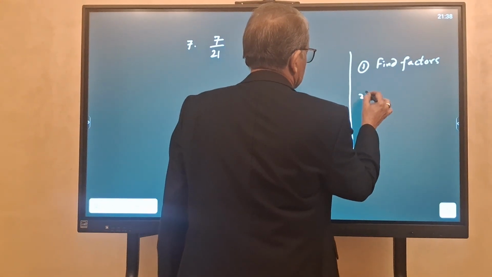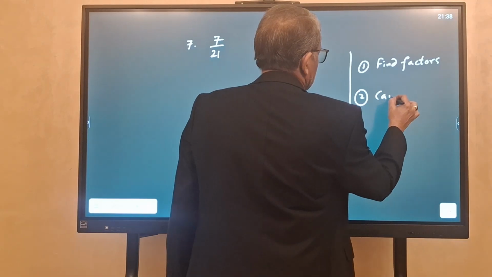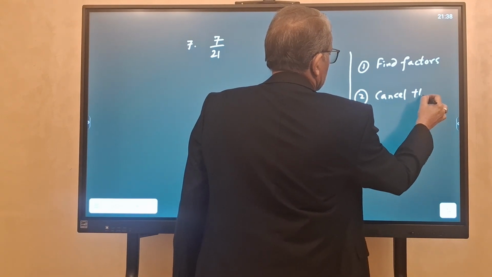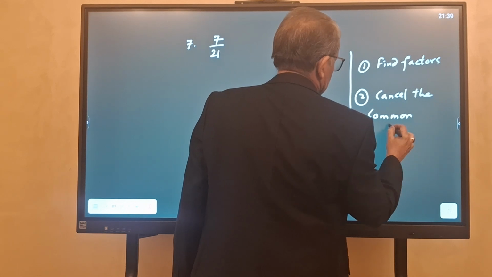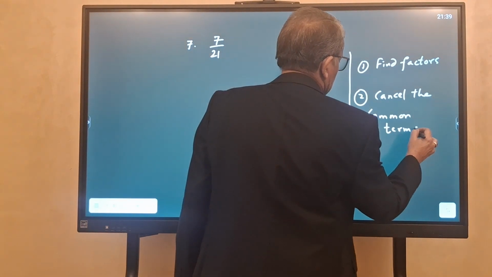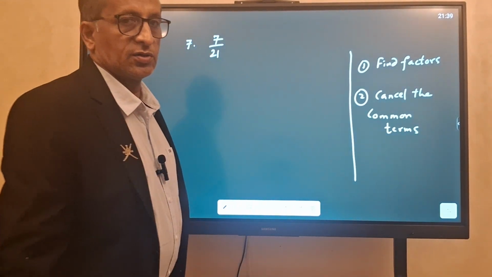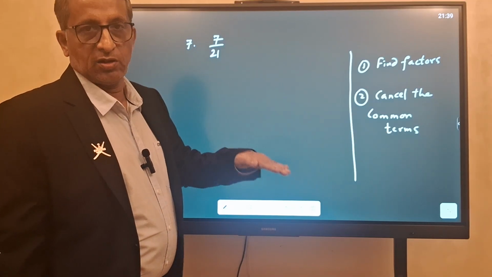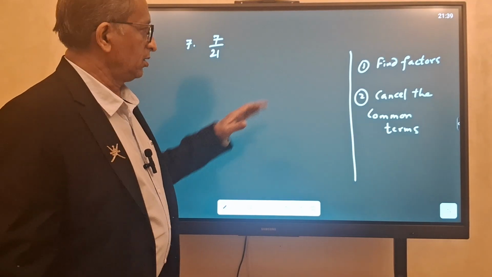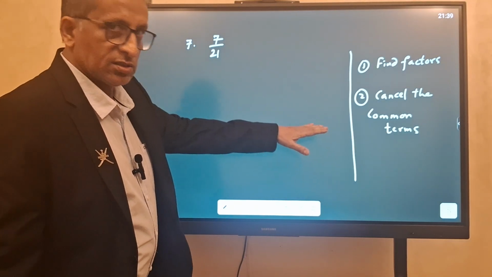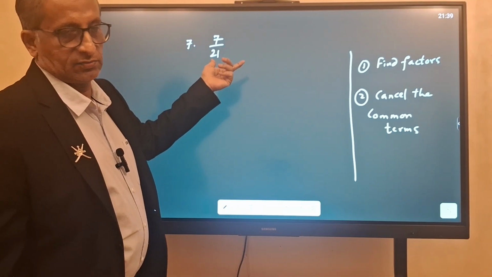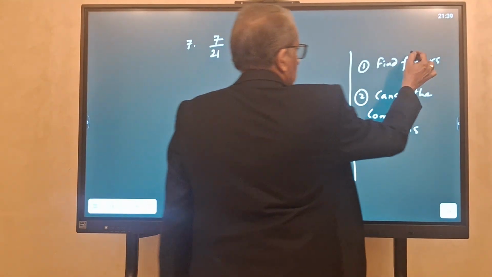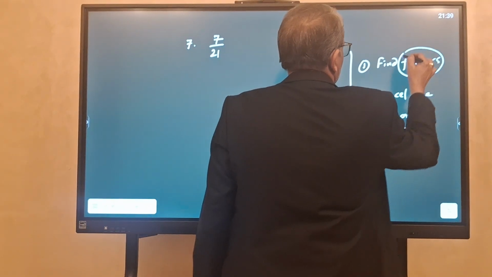Second, cancel the common terms. That means the same term up and down, you cancel. When you do this, you have simplified the fraction. But before that, let's see what the meaning of factors is.